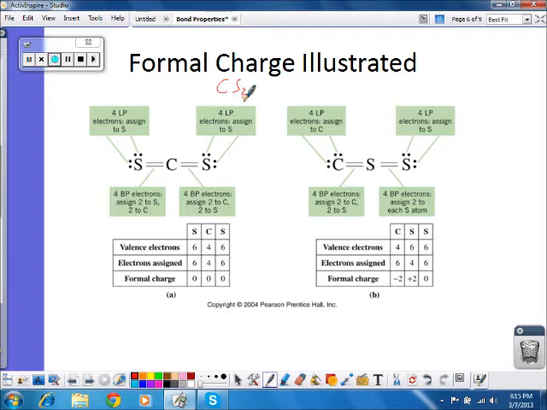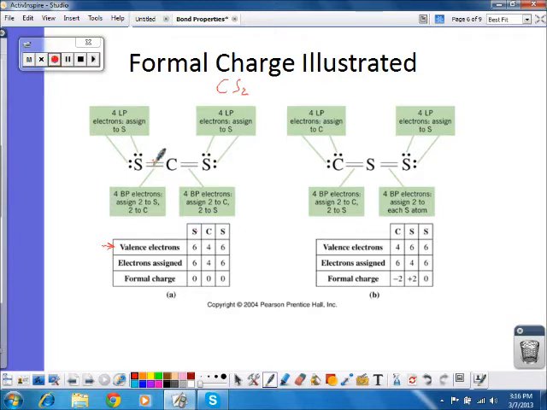So when I start looking at formal charge to figure out which one works out better, I look at each atom individually. First I look at how many valence electrons that atom started with. Sulfurs start with 6, carbons start with 4. Then I figure out how many electrons are assigned to that atom. To do that, I look at the number of lone pairs, so there are 2 lone pairs there, and I look at half of the number of bonded pairs. There are 2 bonded pairs there, so there's 4 electrons there.